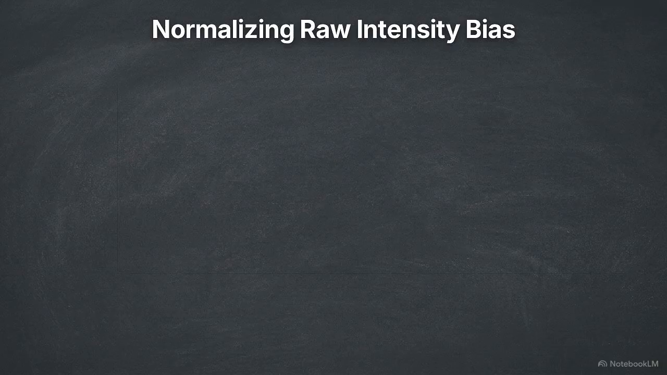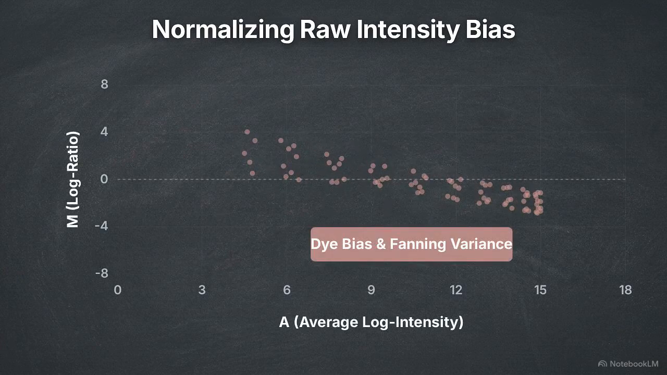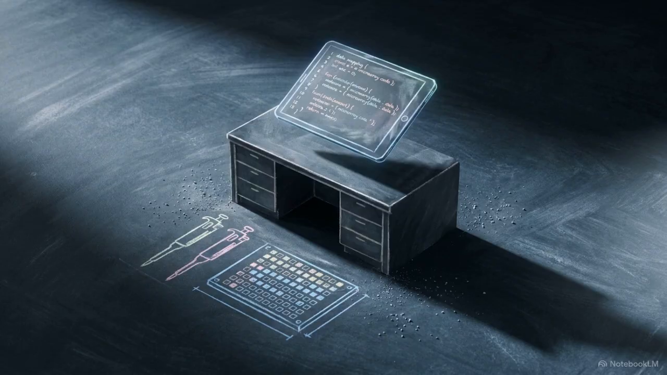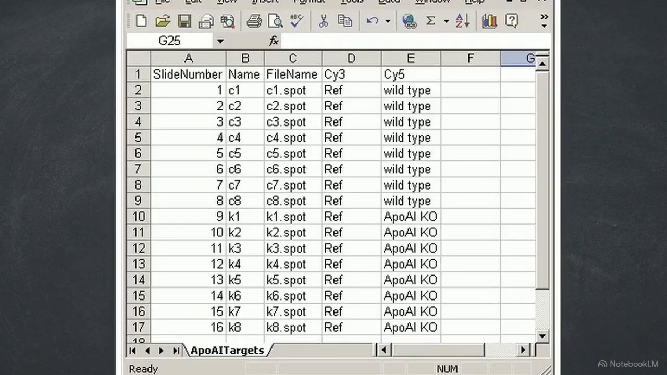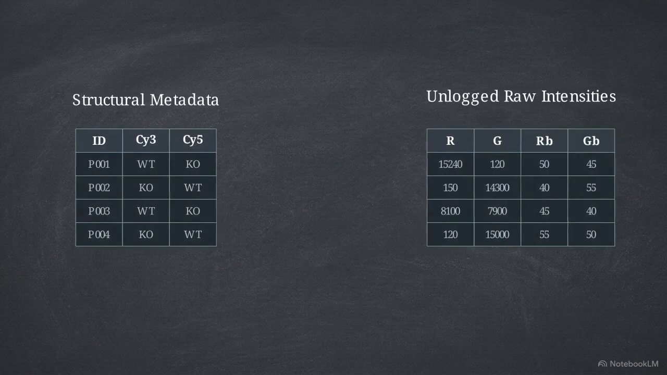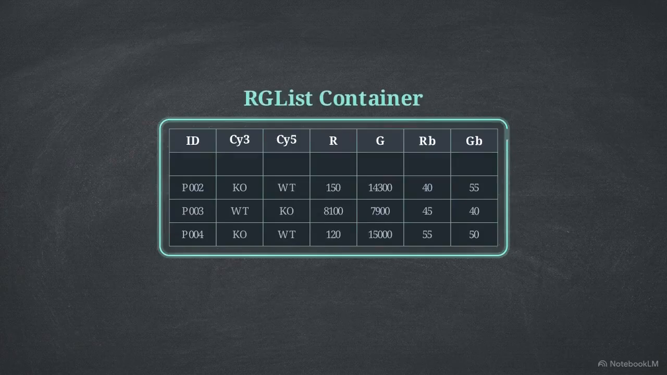The validity of biological discoveries in this pipeline rests on the exact sequence used to transform raw intensities into normalized log contrasts. The pipeline begins by mapping the physical and structural layout of the experiment. The targets frame maps the experimental metadata, assigning specific RNA targets, like the ApoA1 knockout or wild-type samples, to the Cy3 and Cy5 channels. These text annotations are merged with the unlogged raw intensities to build an RGList object, the primary storage container for the data.